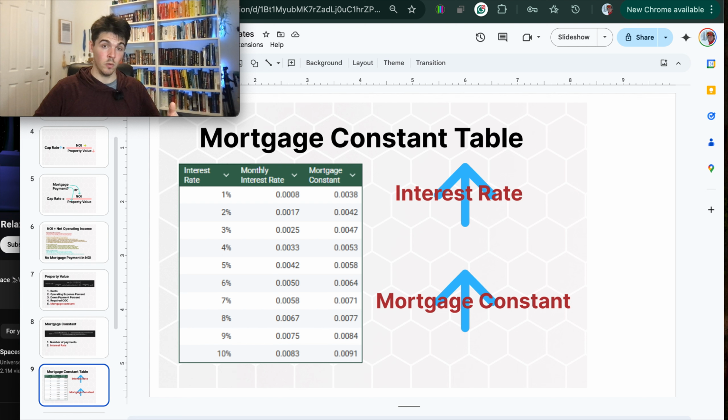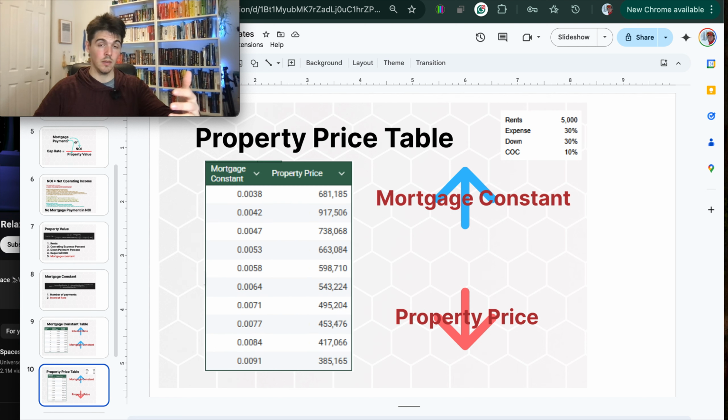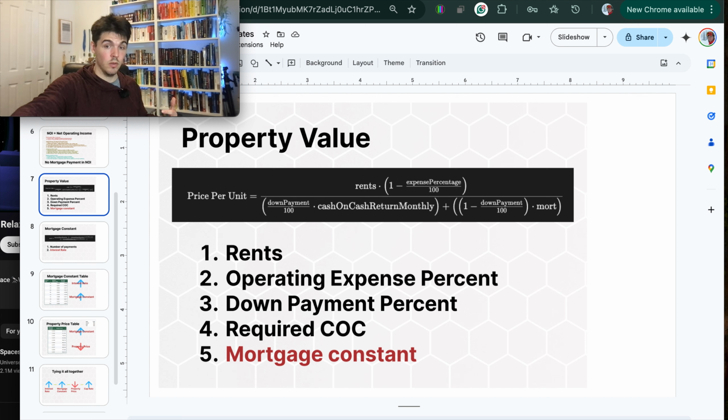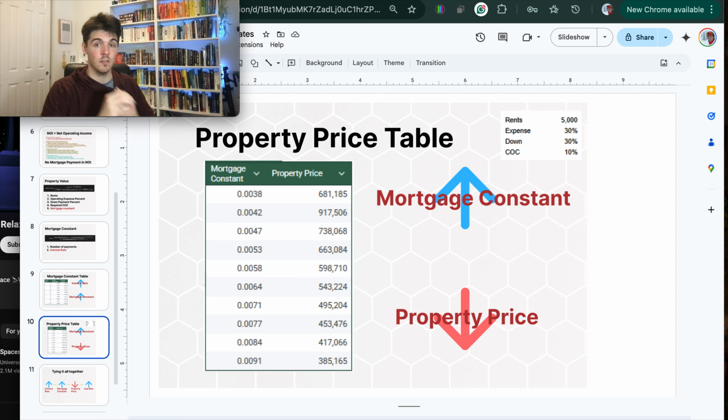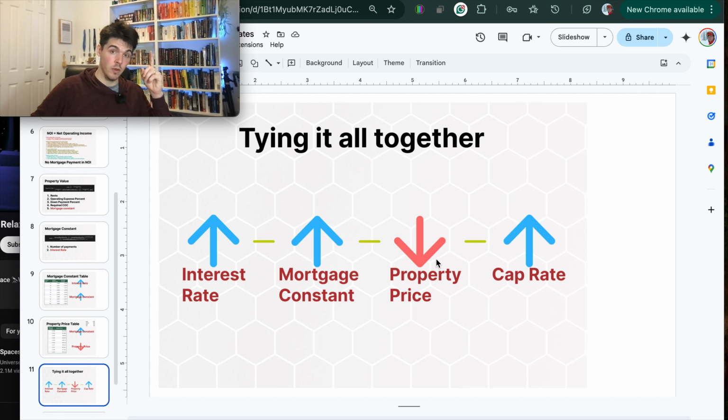As our interest rate goes up, our mortgage constant will also go up, which leads to the mortgage constant versus property price. As the mortgage constant goes up, the property price goes down based off of this equation. Everything else is held constant: rent, expenses, down payment, cash-on-cash return. Everything is held constant except for the interest rate. And we see as the interest rate goes up, the mortgage constant goes up, the property price goes down. Tying it all together, as the interest rate goes up, the mortgage constant goes up, which means the property price goes down and the cap rate goes up.